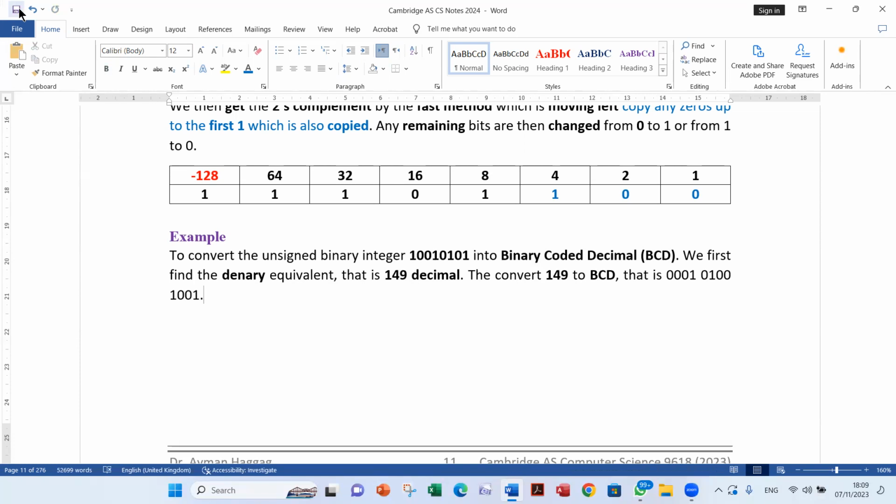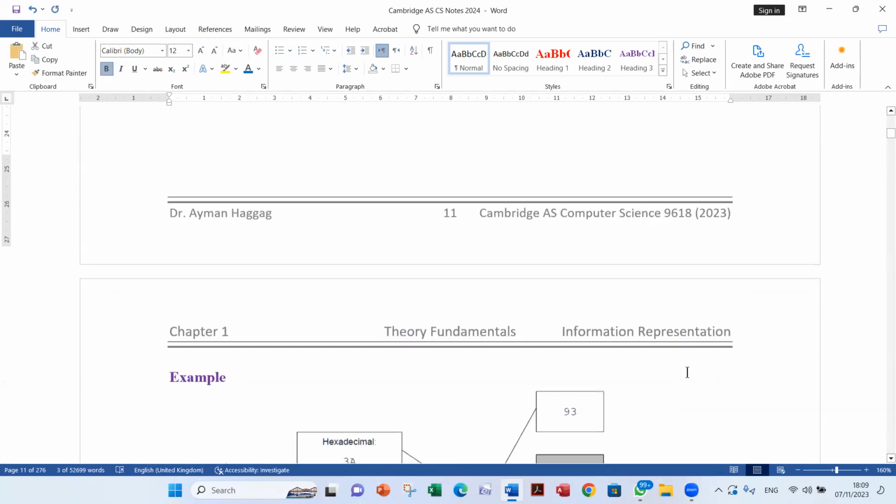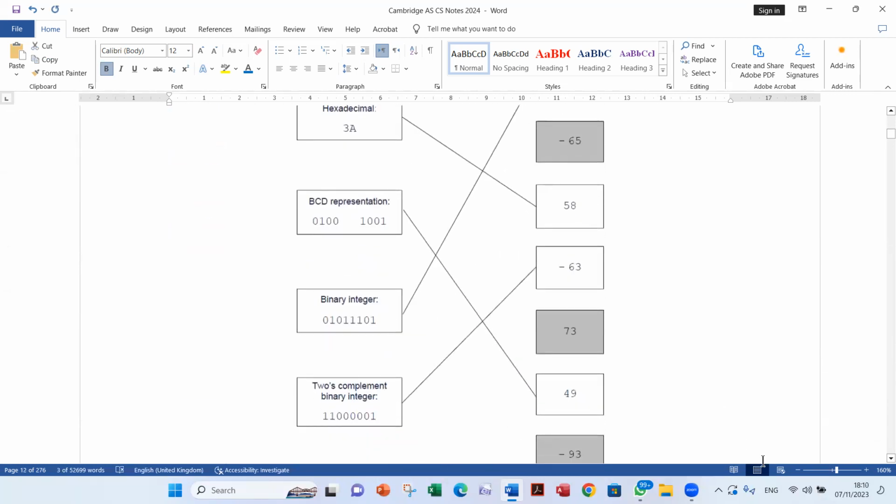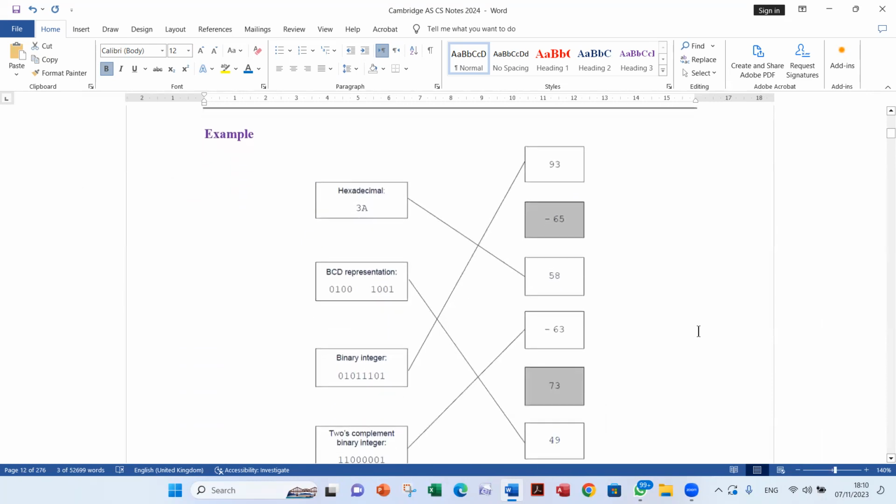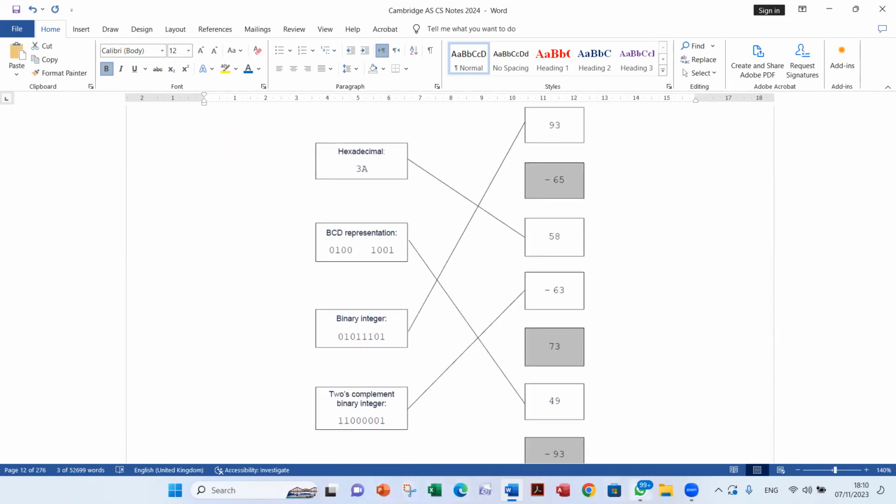Okay? So you are given a binary number. How could you convert it into BCD? You go first into denary, and from denary, because BCD is binary coded decimal, you go from this into here. Maybe that's why they are calling it decimal. They are calling it decimal, but we used to call it denary. And that's another example. Let me cover it and ask you to do it yourself.